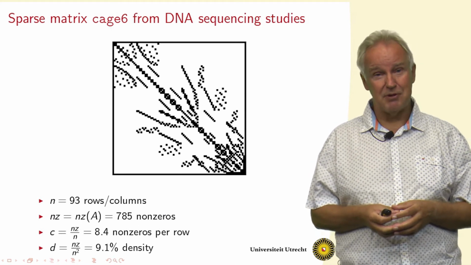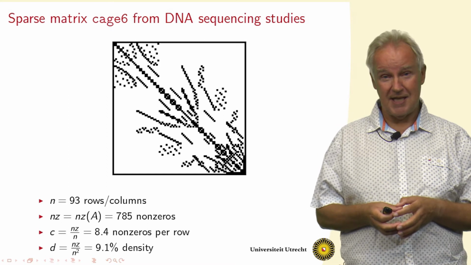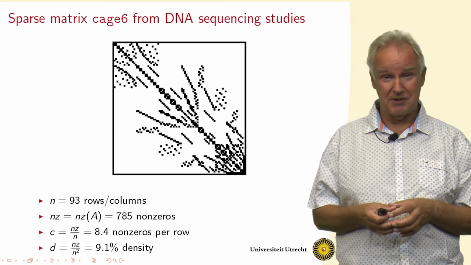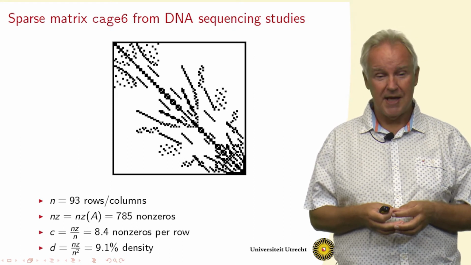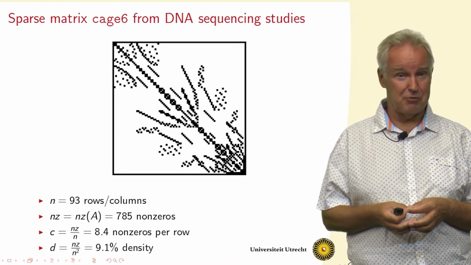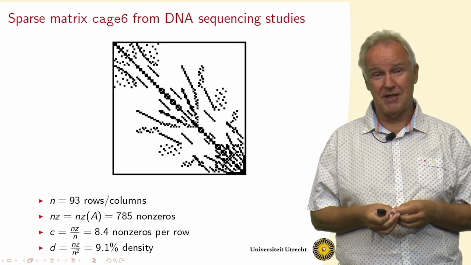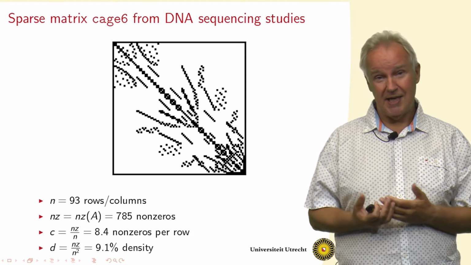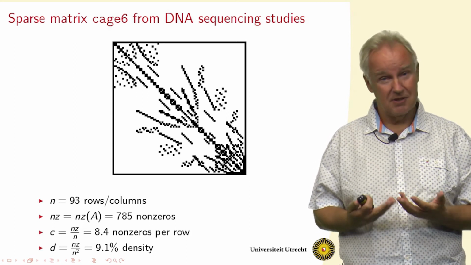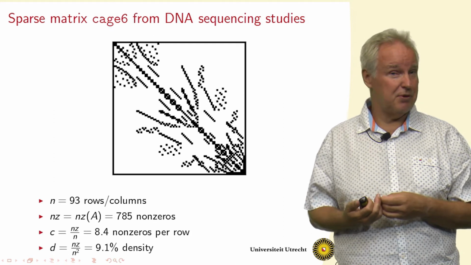This is an example of a sparse matrix, cage 6. It has 93 rows and columns, 785 elements are non-zero, and we have about 8.4 non-zeros per row. So most of the elements in a row are empty, as you can see. And the density of this matrix, which is the number nz of non-zeros divided by n squared, is 9.1%.